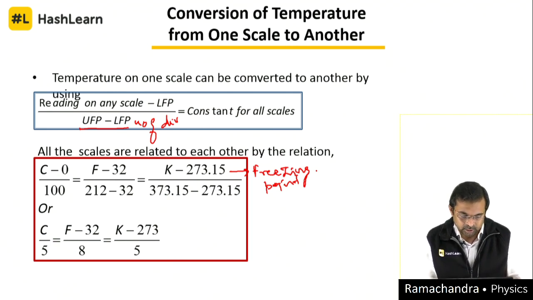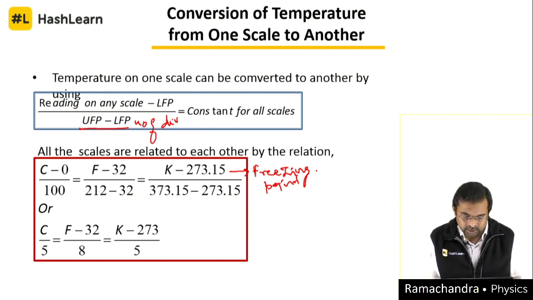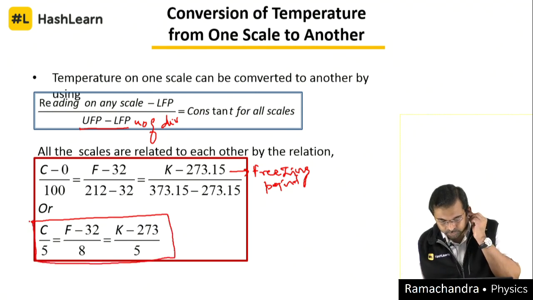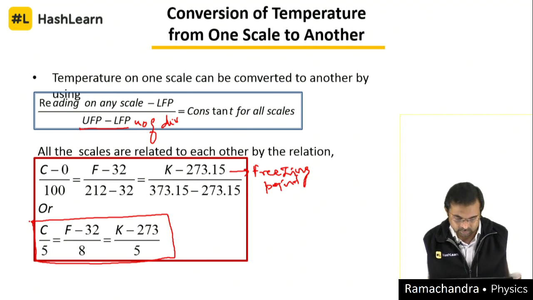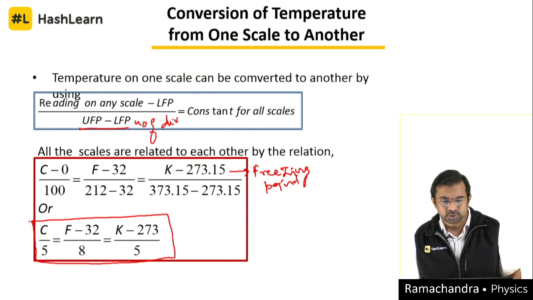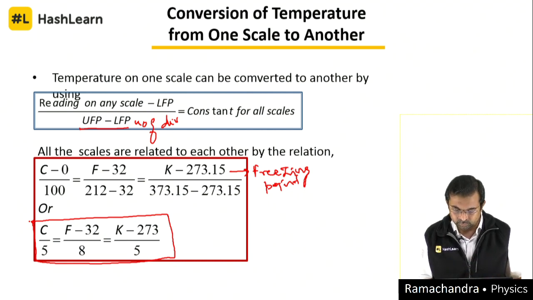So simplifying that, take the common factor and simplify. This is the important equation for thermal expansion or conversion from one scale to another: C by 5 equals F minus 32 divided by 9 equals K minus 273 divided by 5. So this is an important equation for conversion from one scale to another. What about absolute degree Celsius? You can convert that, no problem at all.